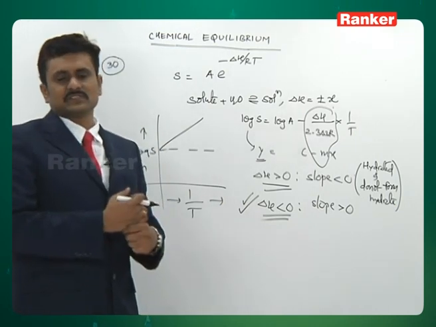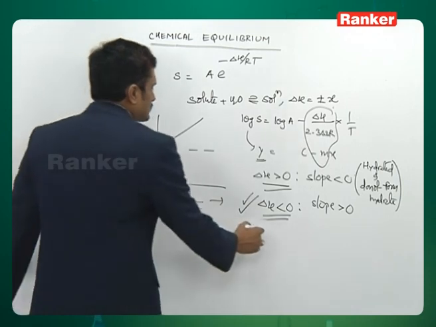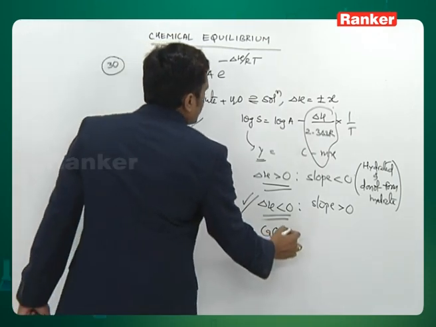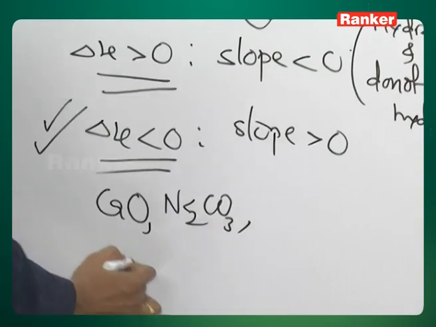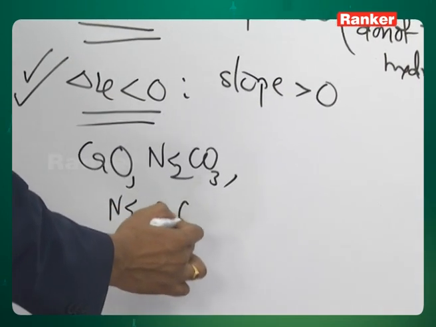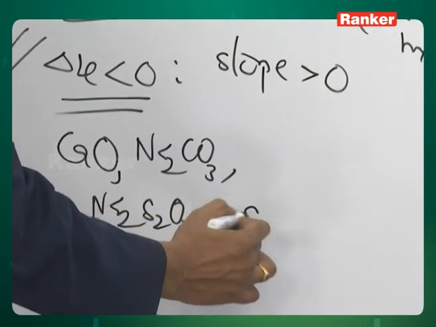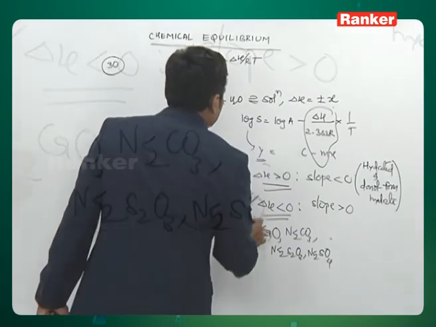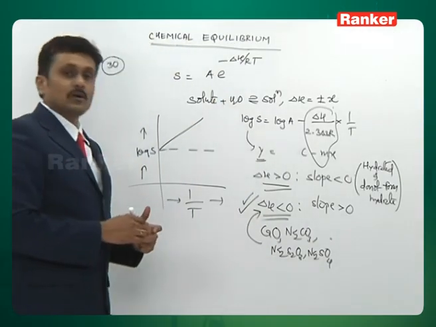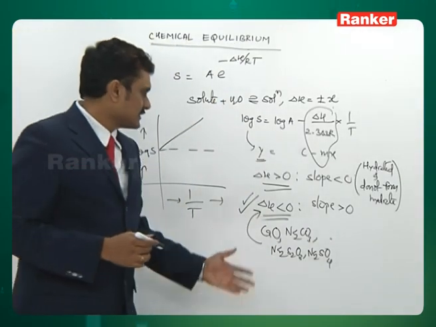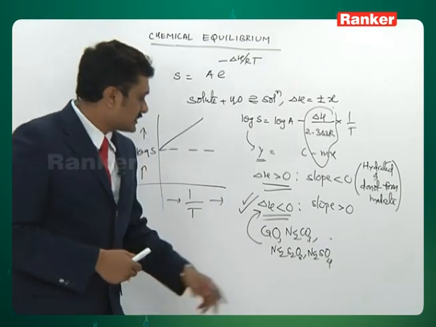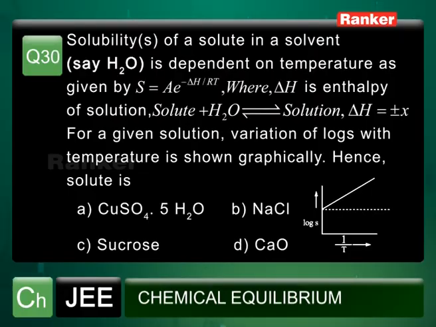When it comes to CaO, the dissolution of CaO, Na2CO3, Na2S2O3, sodium sulfate happen to be exothermic in nature because they are going to form a strong bond with water, whether it is hydrated or hydroxides. So the correct option for the given question is option D, that is CaO.